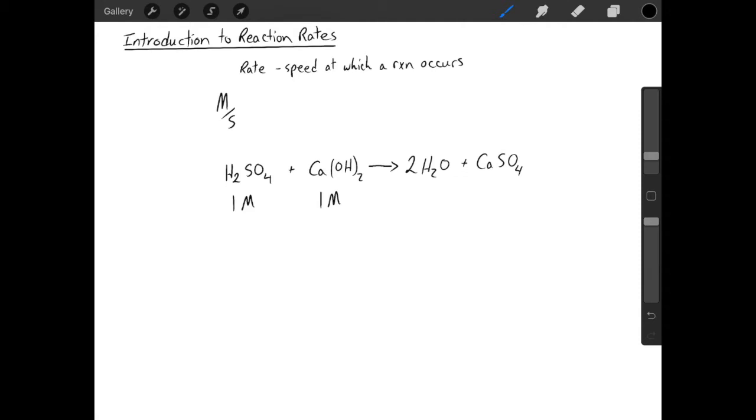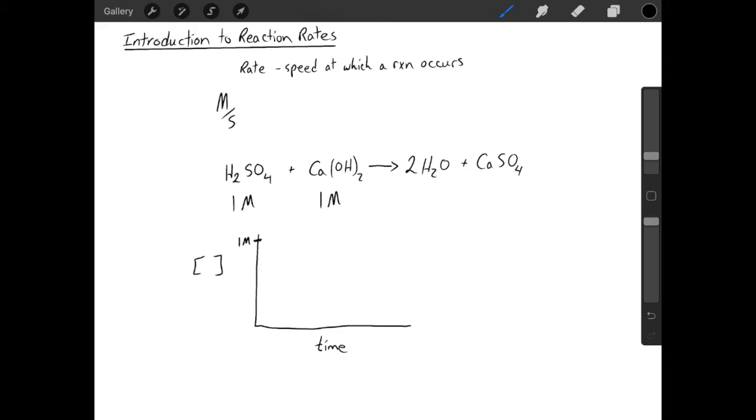And it's important to remember that concentration is proportional to the rate of reaction. So the start of a reaction is always going to be the fastest the reaction will ever be. And as some of your reactants react, the concentration of sulfuric acid will go down and the concentration of calcium hydroxide will go down. And as the concentration goes down, because it's directly proportional to rate, the rate will also go down. We can plot concentration versus time and see how this works graphically.